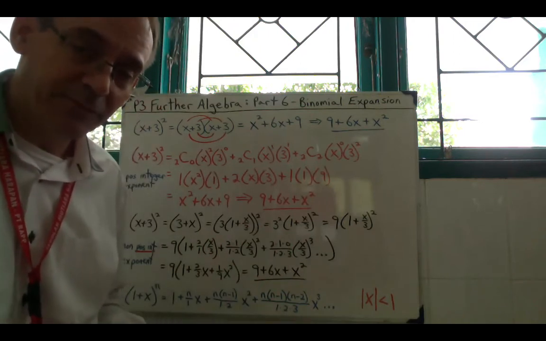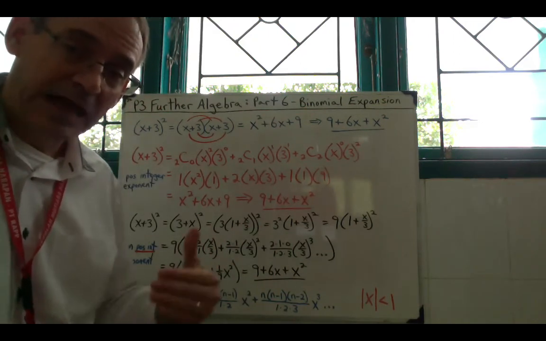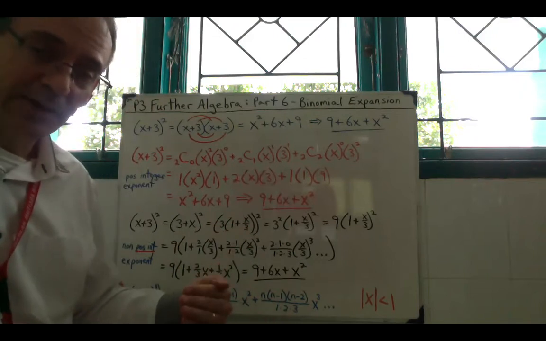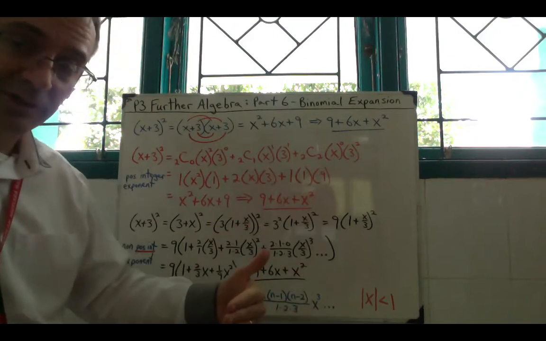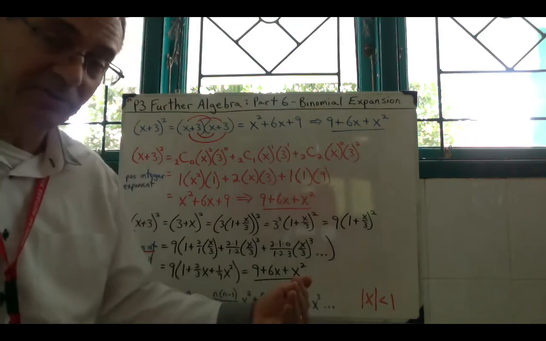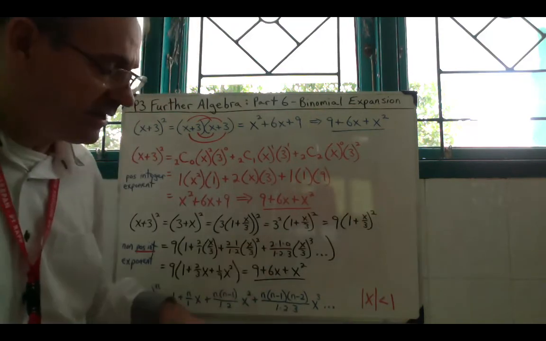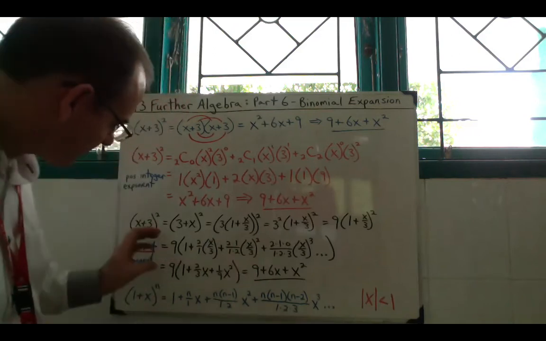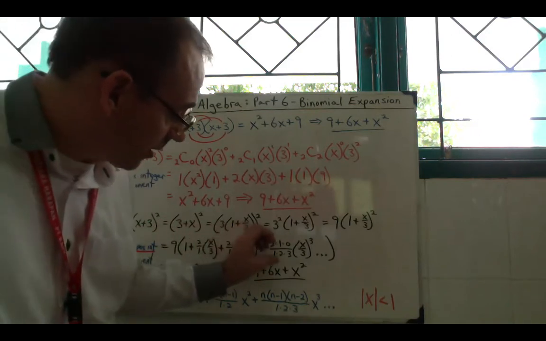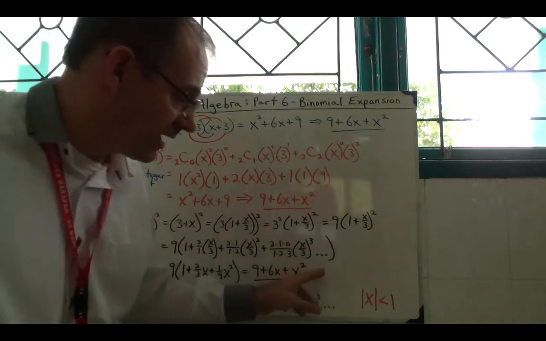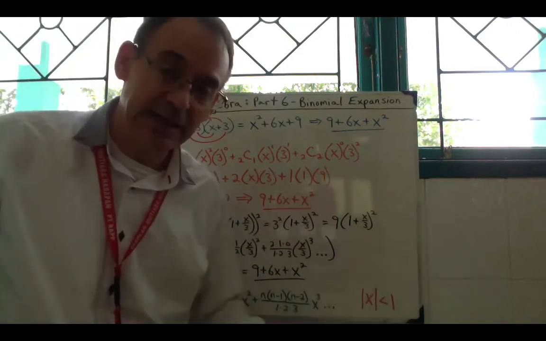So if we start off with 5 halves, and you decrease by 1, you get 3 halves, and you decrease by 1, you get 1 half, and you decrease by 1, you get negative 1 half, and so on. But again, you don't end up with a 0 in the product. And so your answer actually continues indefinitely.